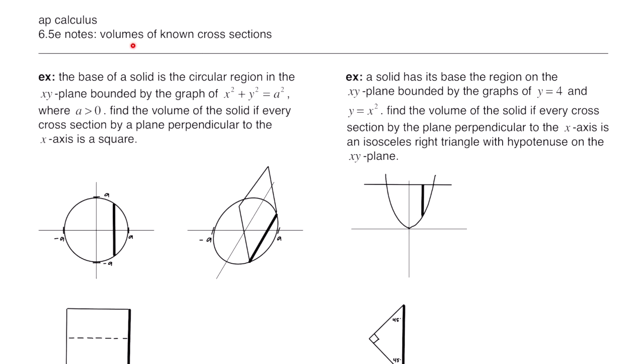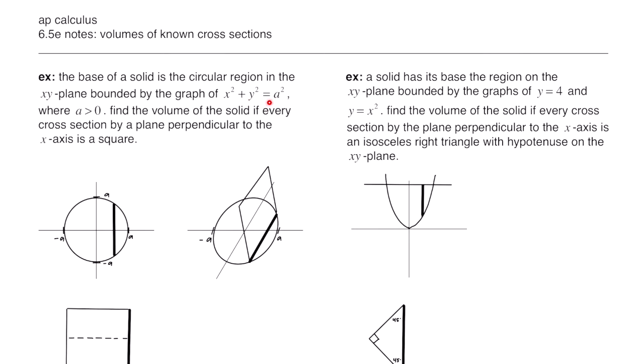In this lesson, we're going to cover volumes of known cross-sections. This example says the base of a solid is the circular region in the xy plane, bounded by the graph of x squared plus y squared equals a squared, where a is positive. Find the volume of the solid if every cross-section by a plane perpendicular to the x-axis is a square.